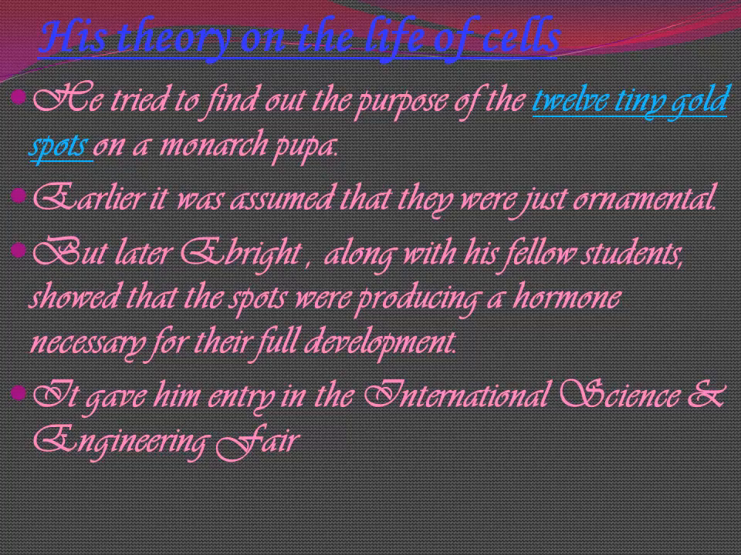His theory on the life of cells. He tried to find out the purpose of 12 tiny gold spots on monarch pupa. Earlier it was assumed that they were just ornamental, but later Ebright, along with his fellow friends, showed that the spots were producing a hormone necessary for their full development. It gave him entry in the international science and engineering field.